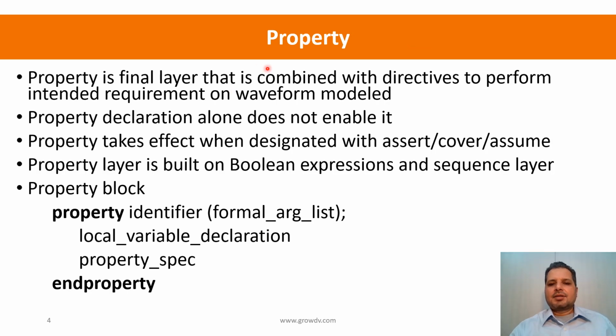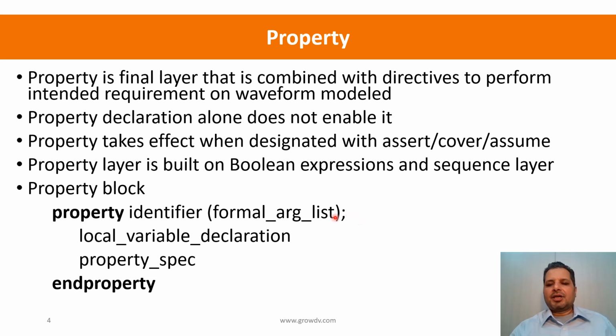Okay, in the assertion, property is the final layer, and you can combine this layer with the directives to perform the intended requirement. And property declaration alone doesn't enable it. Like for example, just the class declaration alone doesn't do anything. The property declaration alone doesn't really take effect in simulation. It takes effect in simulation only when it is designated with one of the directives. You have to do assert, cover, or assume, then only the property takes effect.